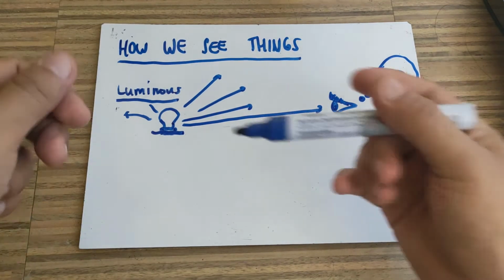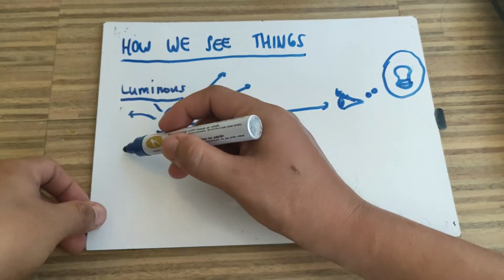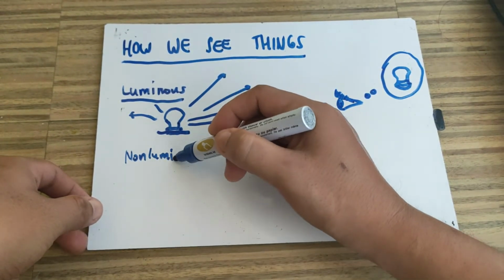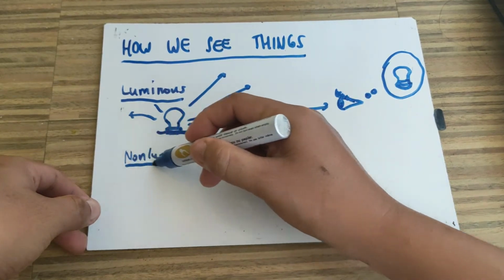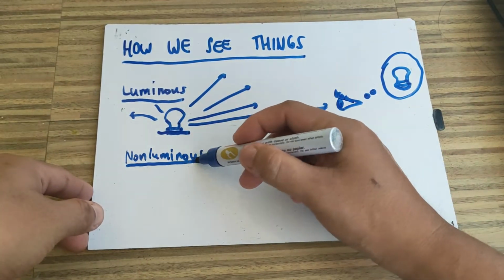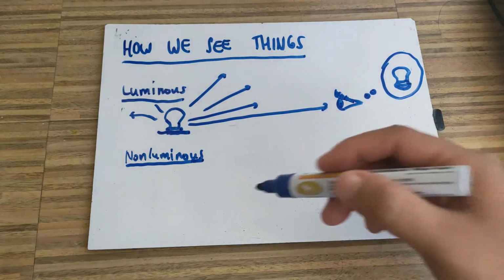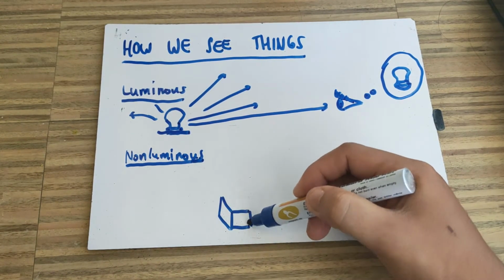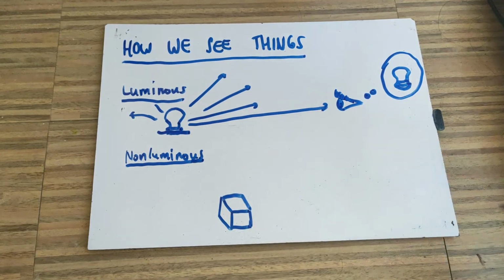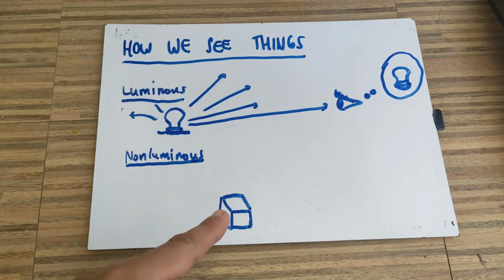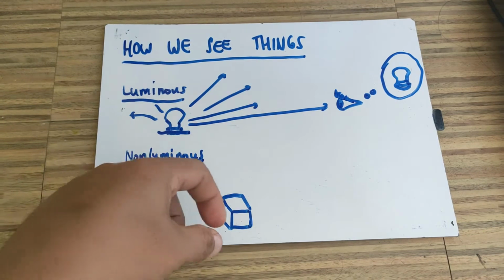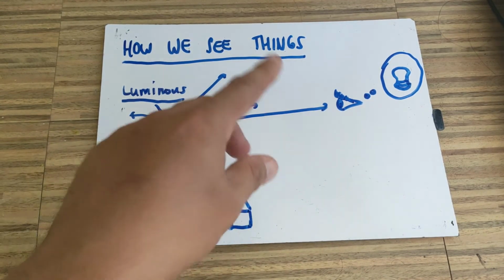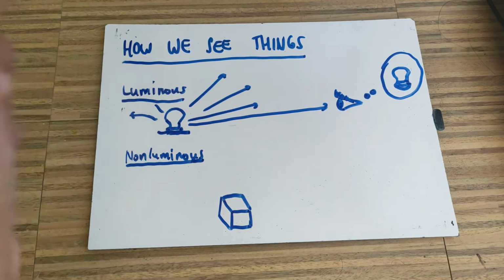Okay? But for non-luminous objects, remember, they do not produce their own light. So how do we see non-luminous objects? For example, you have a box here, and that box is in here. It does not produce its own light, so there's no light that would come from it and be radiated all throughout, unlike in a bulb.